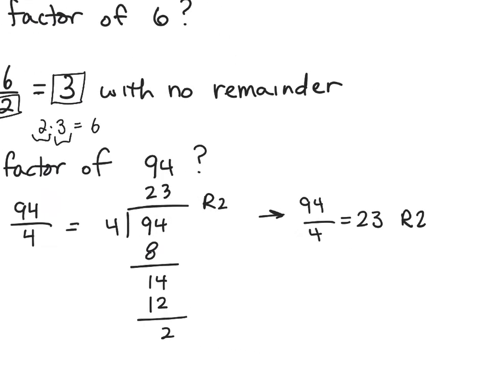Another way we could write this is 94 is not equal to 4 times 23. It's equal to 4 times 23 plus the remainder of 2. So 4 is not a factor of 94, neither is 23, because it had this remainder.